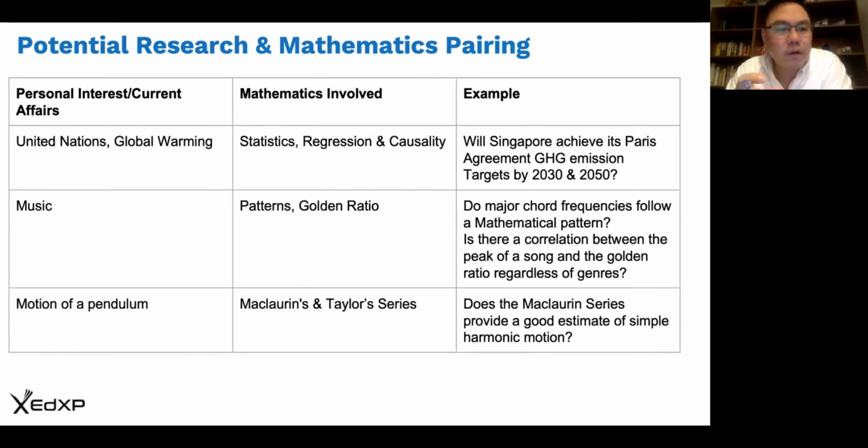For example, perhaps you are involved in the United Nations conference in your international school, and you're interested in global warming. One thing you can do is to use statistics, regression, and causality. I'm based in Singapore, and it's about 11:30 p.m. here. I thought of an RQ, which is, will Singapore achieve its Paris Agreement targets by 2030 and 2050?